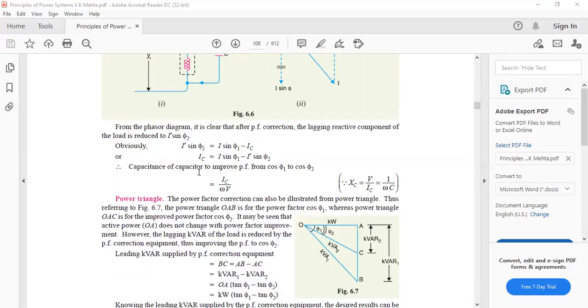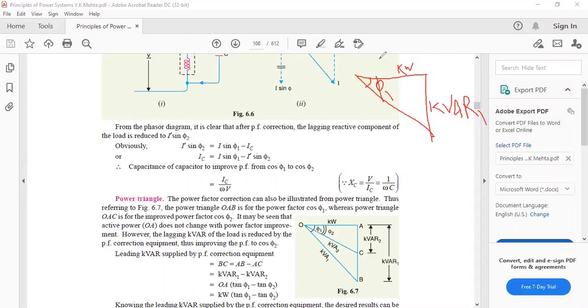Next, we are going to derive one more equation from your phasor diagram, especially from the power triangle. We know very well the power triangle. Power triangle means all the sides consist of powers only. Here this side represents the real power, this side represents the reactive power, and this side represents the apparent power. So initially the angle is phi 1.